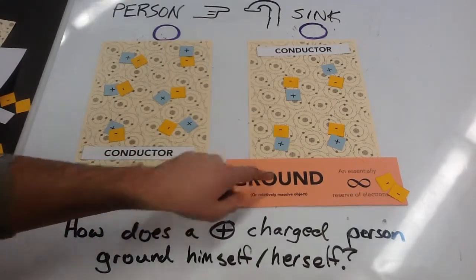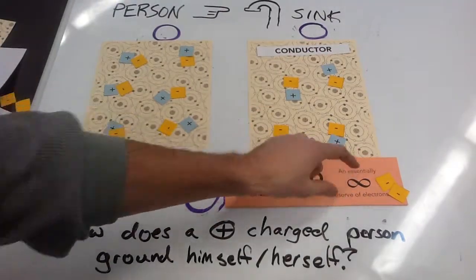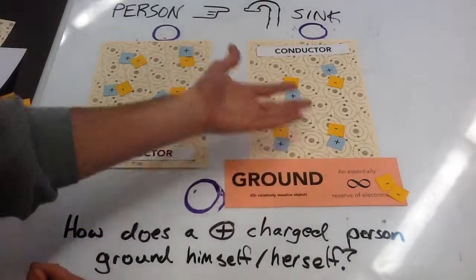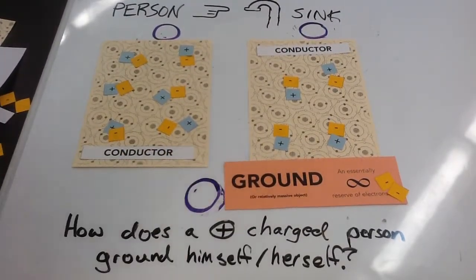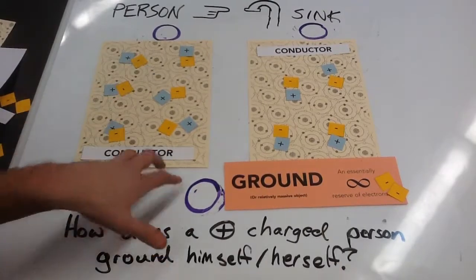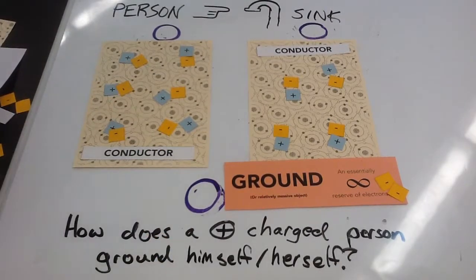The ground, even though electrons left the ground, since it's an infinite supply, we could say that the electrons that did leave were just such a small percentage of what's actually in my ground, a relatively massive object, that it's just going to stay neutral. That did not make a big difference at all.